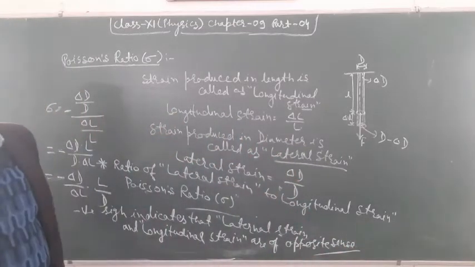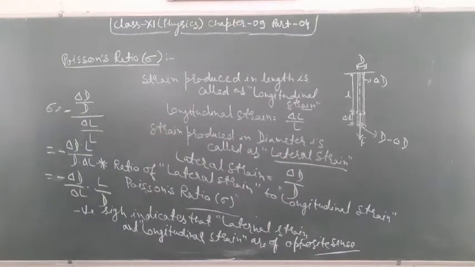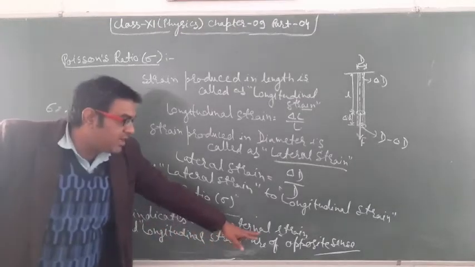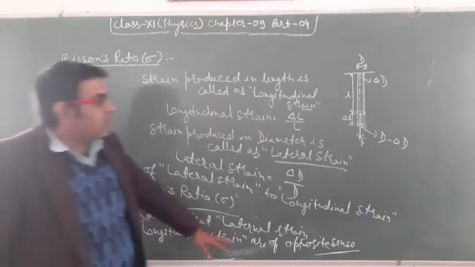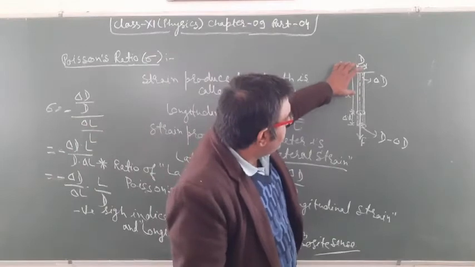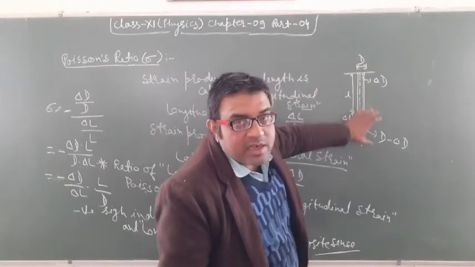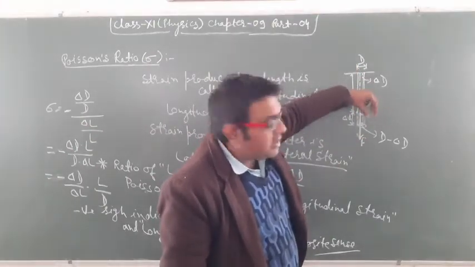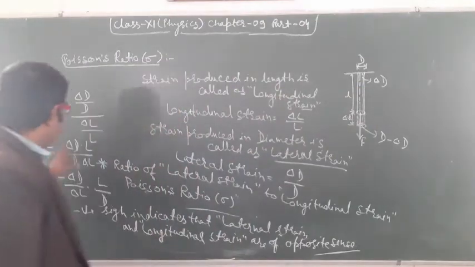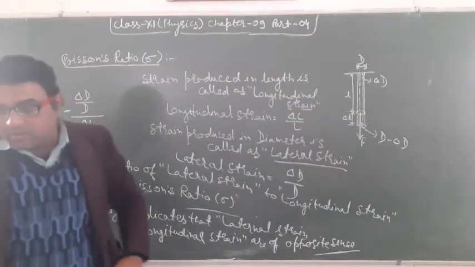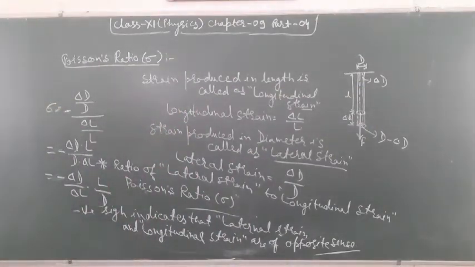What does the negative sign indicate? The negative sign indicates that lateral strain and longitudinal strain are of opposite sense. Look here: in the longitudinal strain, the length is increasing but the diameter is decreasing. So we have placed a negative sign over here. So dear students, this is all about Poisson's ratio.